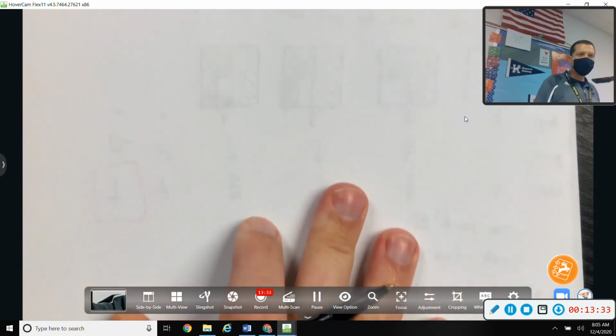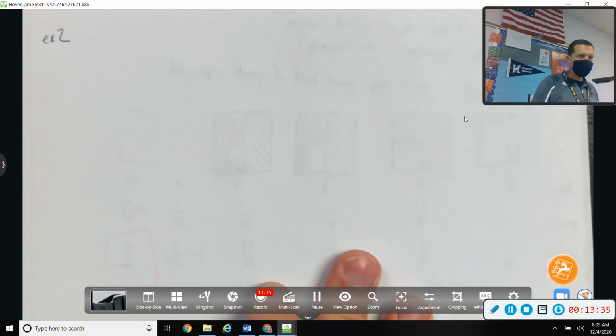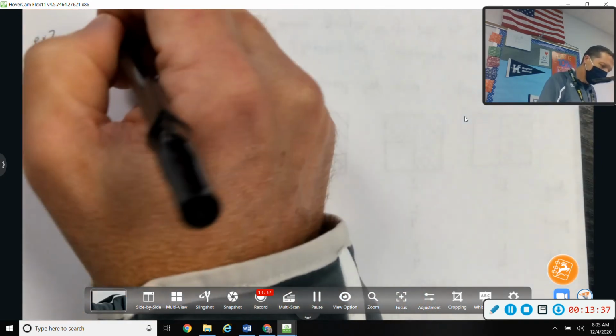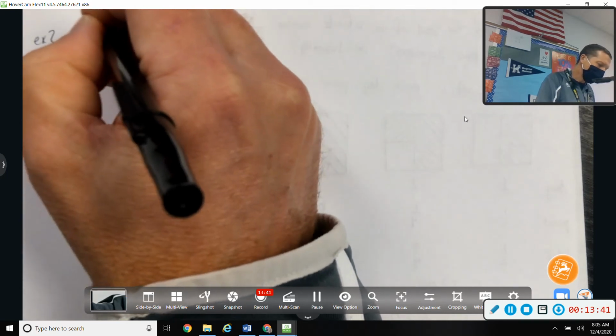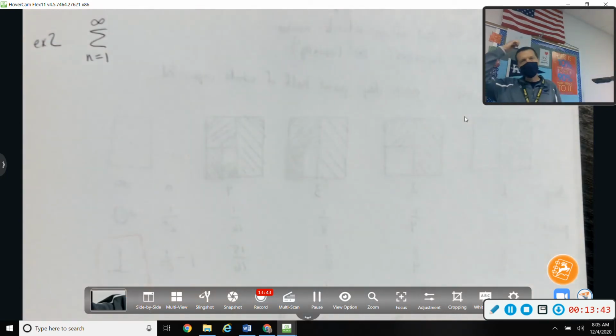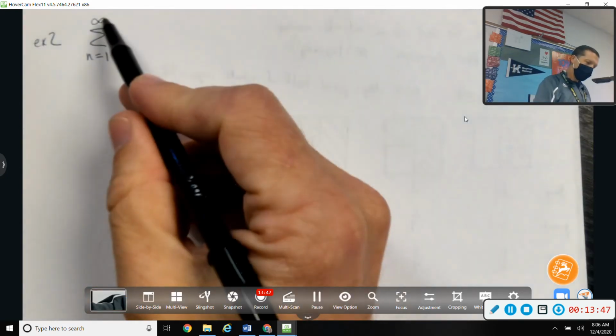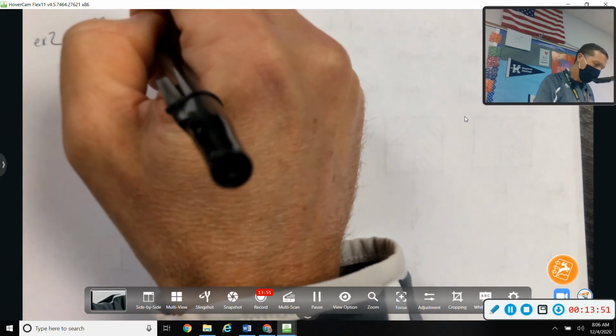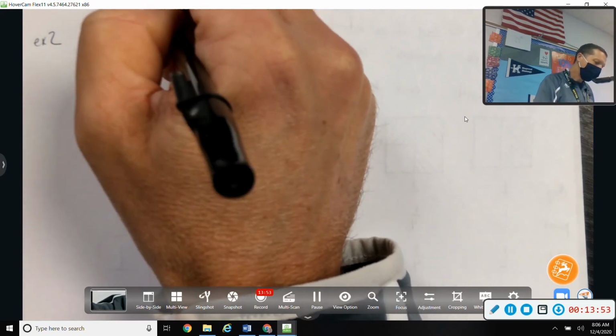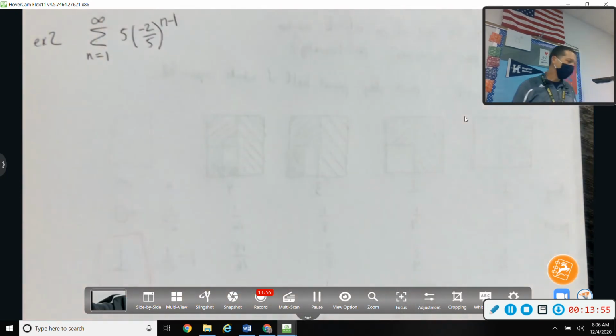Let's try another example. The sum from n equals 1 to infinity. So this one's written a little bit differently, but it's an infinite sum. Infinite sum of 5 times negative 2/5 to the n minus 1.